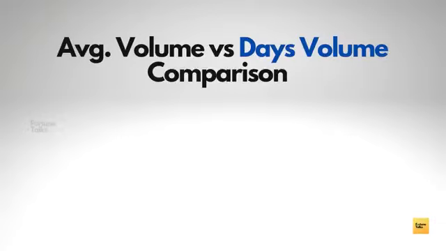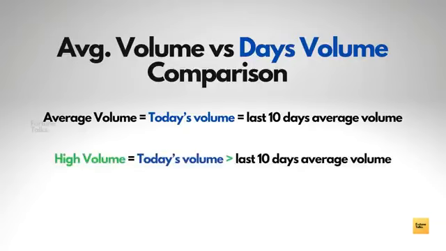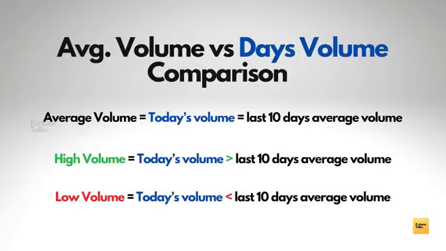After the average volume measurement is done, we can use it for the comparison of today's volume. Now, today's volume is said to be the average volume if it is equal to the last 10 days average volume. Now, if today's volume is said to be higher volume or is said to be an increasing volume, then it is greater than the last 10 days average volume. And finally, if today's volume is said to be a low volume or a decreasing volume, then it is less than the last 10 days average volume.